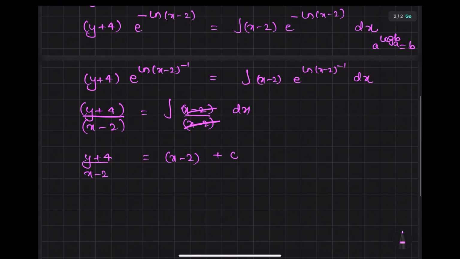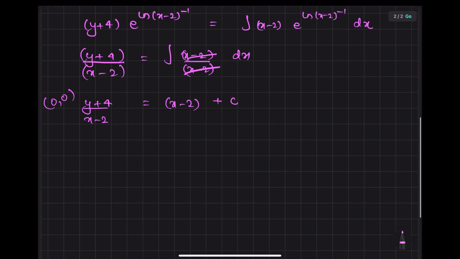As the function is passing through the origin, you know that it will satisfy 0 comma 0. So in place of x 0, in place of y 0. So here you got minus 2, over there also you got minus 2. The value of c is 0. So we got the function as y plus 4 is equal to x minus 2 whole square.